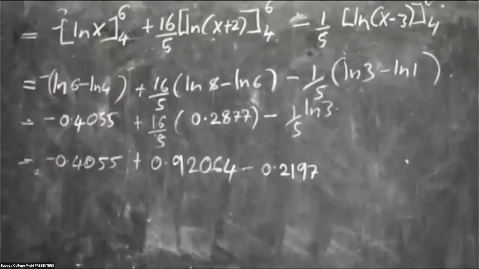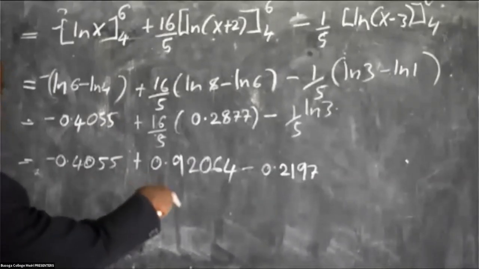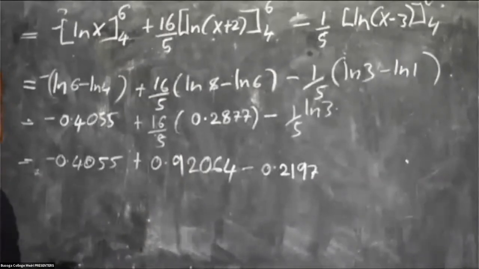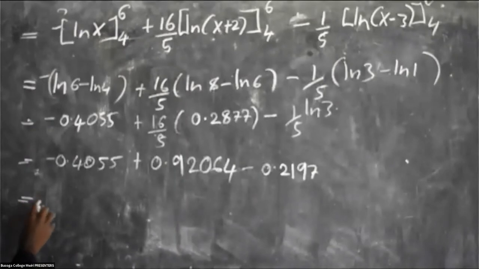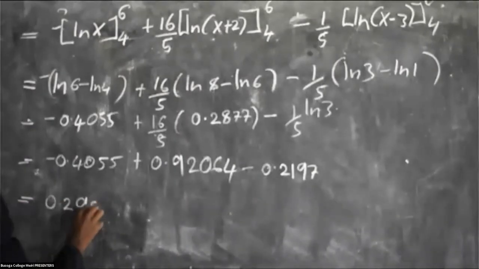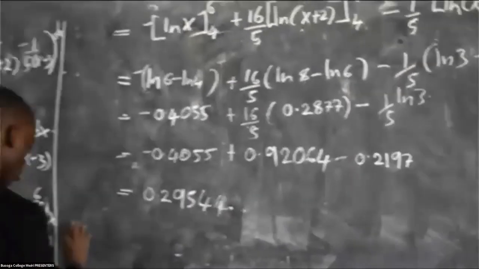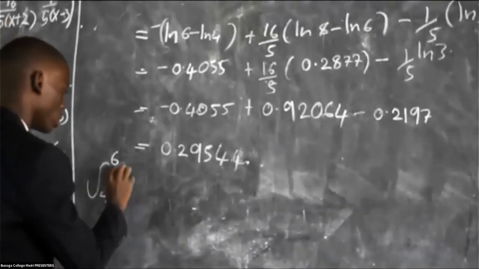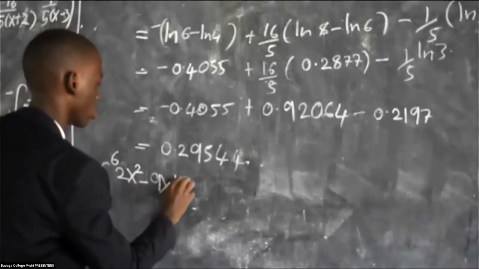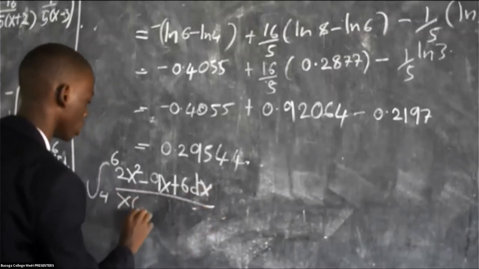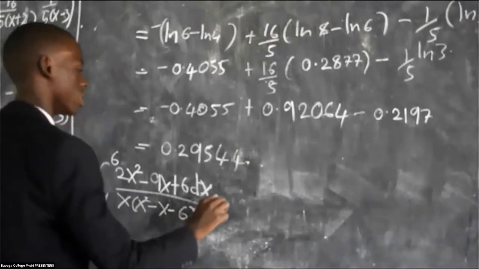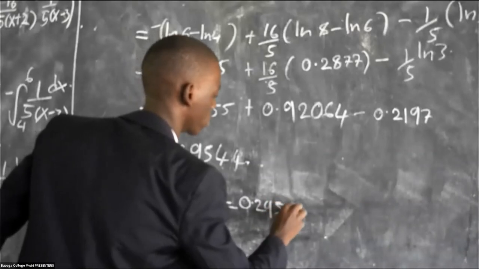Negative 0.2197 minus 0.4055, then plus, oh pardon this, just to confirm, 0.2877 times 16 divided by 5, 0.92064. Okay. So 0.92064 minus 0.4055 minus 0.2197. This is equal to 0.29544. That's our answer. Integral from 4 to 6 of this, 2x squared minus 9x plus 6 with respect to x out of x into x squared minus x minus 6 is equal to 0.29544. Merci. That's it.